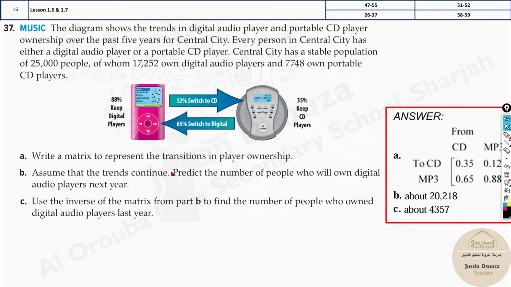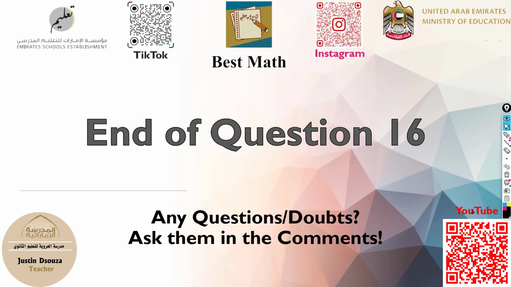And then if you want to find, say, after 1 year, just make this equal to whatever answers you have, and then whatever values are given. See over here, they have clearly mentioned 17,252 and 7,748. You need to just equate and multiply those matrices to solve. After multiplying, just refer to the previous problem, and then you find the inverse over here, clearly mentioned. So that is the end of question 16.